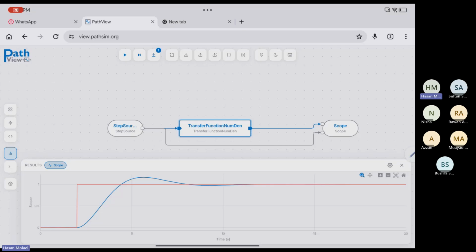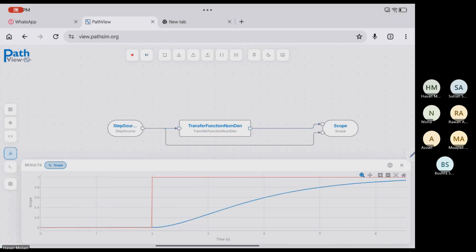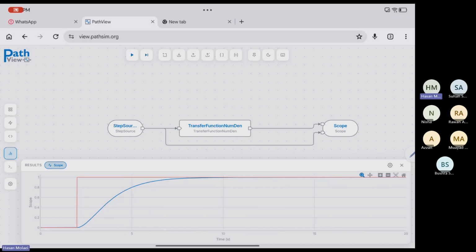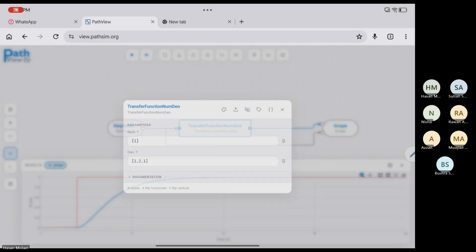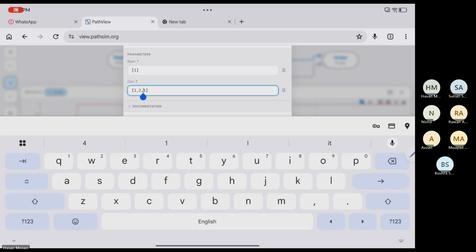Yes, and how about the poles? We are in which situation? Overdamped, critically damped, or underdamped? Yeah, it's critically damped. We have a double pole. See, it's critically damped.